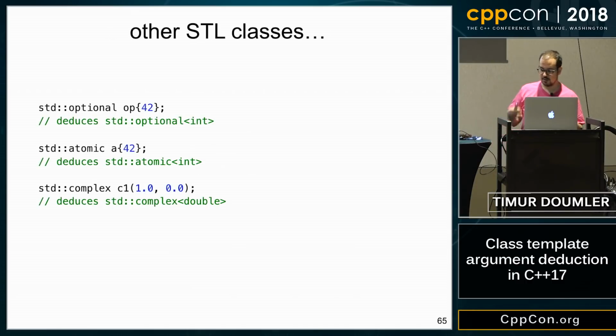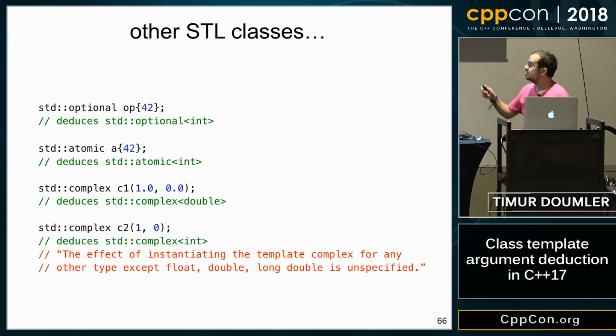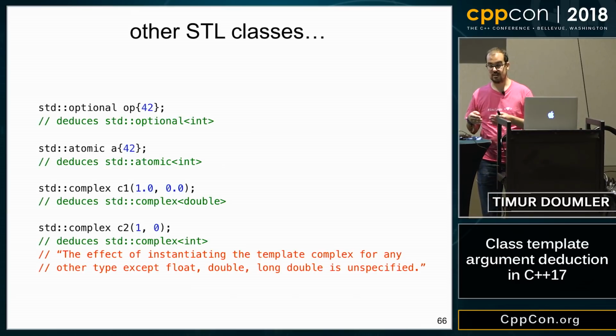CTAD works with all these little wrapper classes, or bigger and useful wrapper classes, that wrap a type. It works with optional, it works with atomic, it works with complex. There's one little trap with complex where if you, for example, do something like this, where you construct a complex from 2 ints, that's going to deduce complex int. That's probably not what you wanted. You probably wanted float or double. Complex int may or may not even be there. If it's there, it's probably not what you wanted. So you need to be careful that the arguments that you give actually match the template argument that you want to deduce.